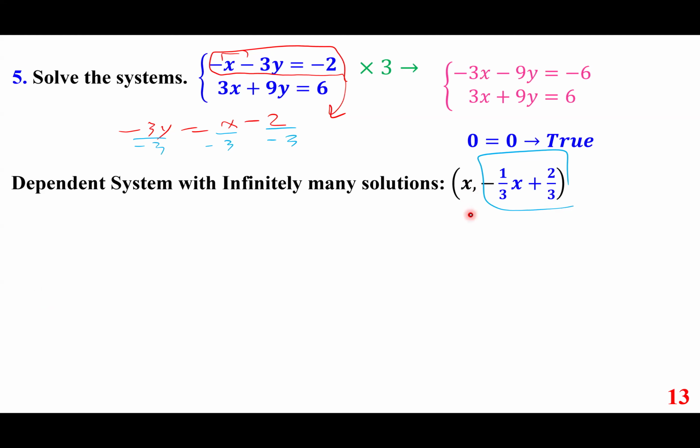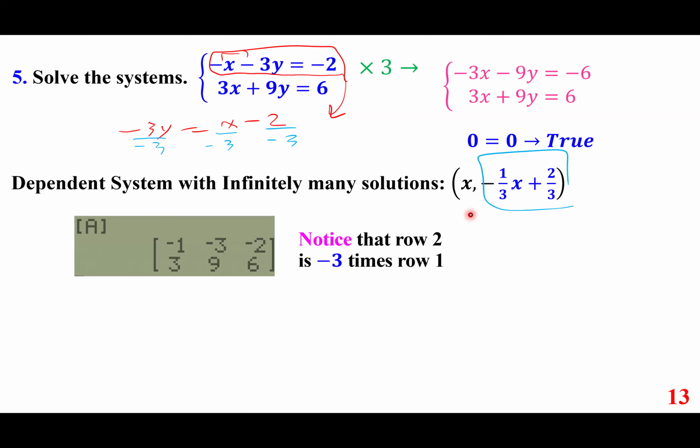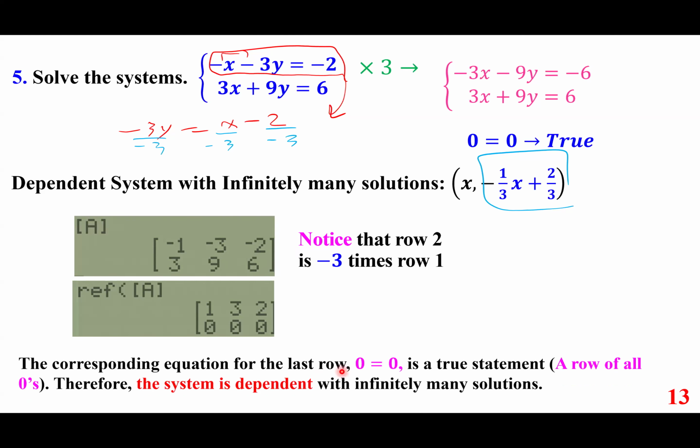Now, if I put it into a calculator and I do REF, notice that row 2 is negative 3 times row 1. By the way, if one row is a multiple of another one, that takes care of the business. If I do REF or RREF and one row is all zeros, the corresponding equation for the last row, 0 equals 0, is a true statement. A row of all zeros, therefore, the system is dependent with infinitely many solutions.